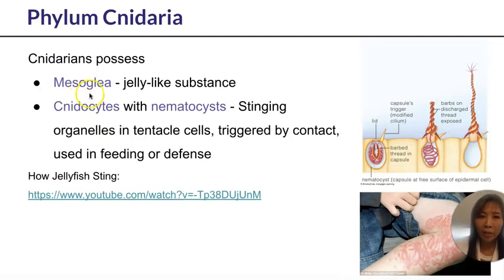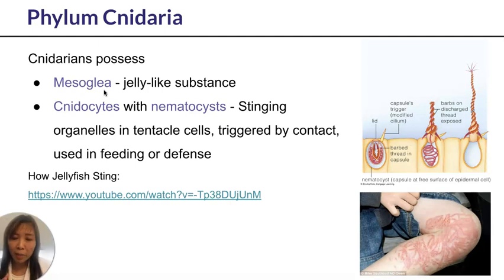So one of them is this jelly-like substance called mesoglea, and this is the jelly-like substance that we often observe lying between the two layers of the Cnidarian body, and it provides them some structural support. We also have these specialized cells called cnidocytes that have nematocysts in them. These cnidocytes are specialized stinging cells that we find in Cnidarians that contain these nematocysts.